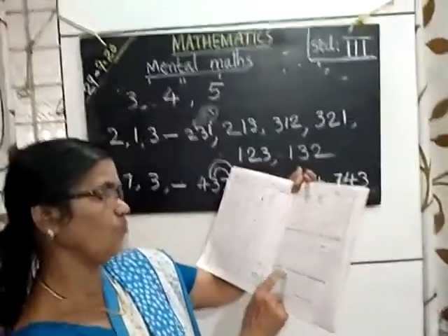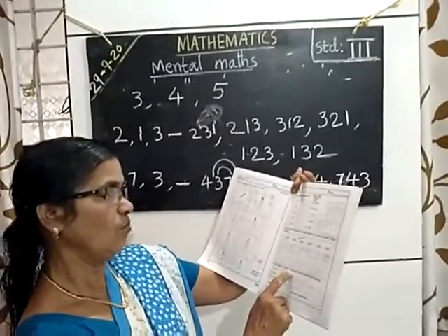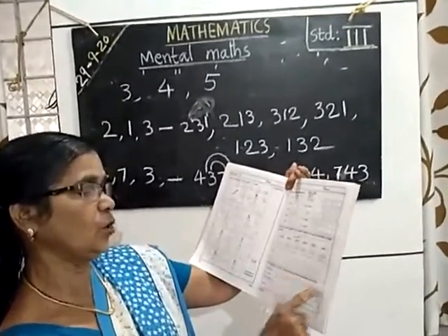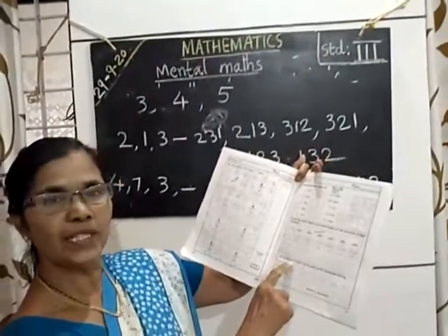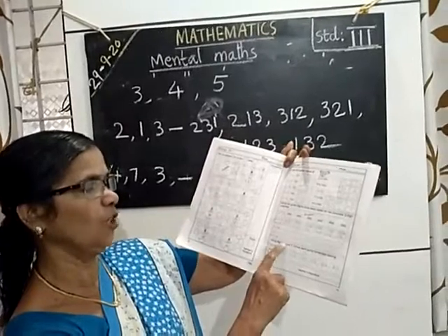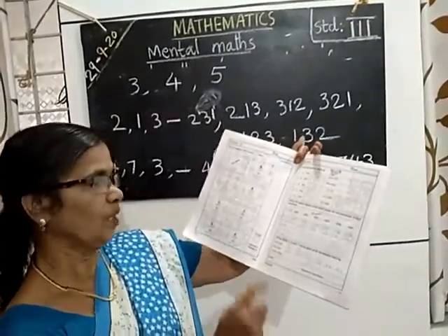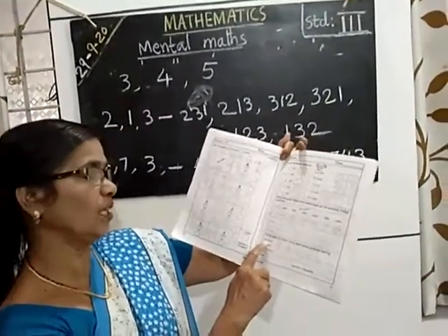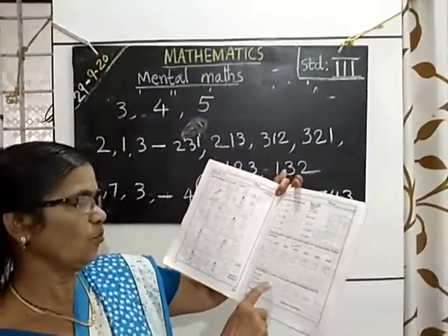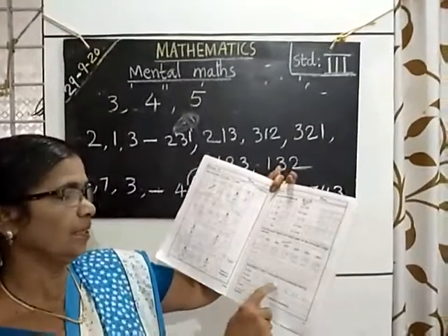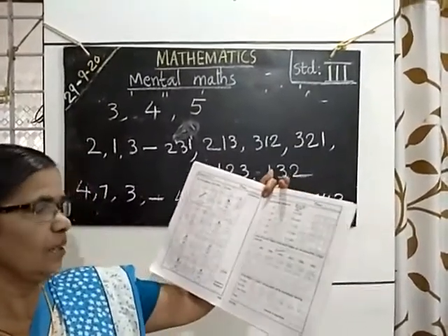Using digits 3, 5 and 7, once each, write numerals having 1 digit. You can use any numbers from here, 3, 5 and 7. First of all, you make 1 digit numbers: 3, 1 digit number; 5, 1 digit number; 7, 1 digit number.